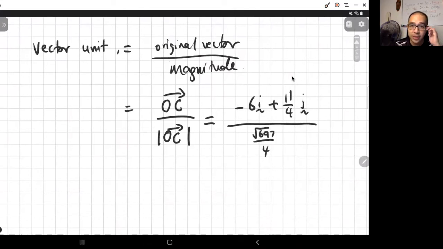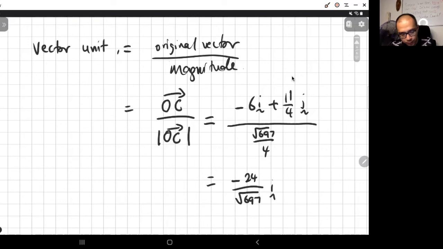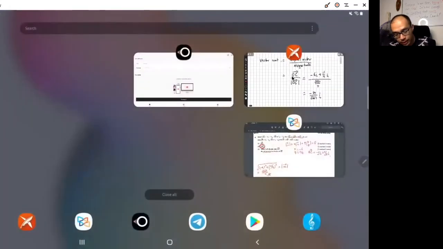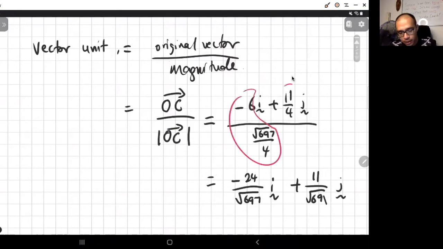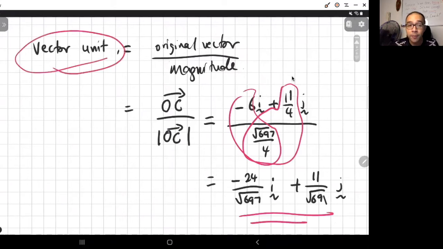So this is like sangat jauh lah, tapi boleh lah senang ni. -24 over square root 697i, sorry, plus 11 over square root 697j. You just take every number and you just divide lah by the number lah. So you get this answer, and this is the unit vector. Dan cara kita menulis unit vector is OC vector and then got a head on top. That's called a unit vector.